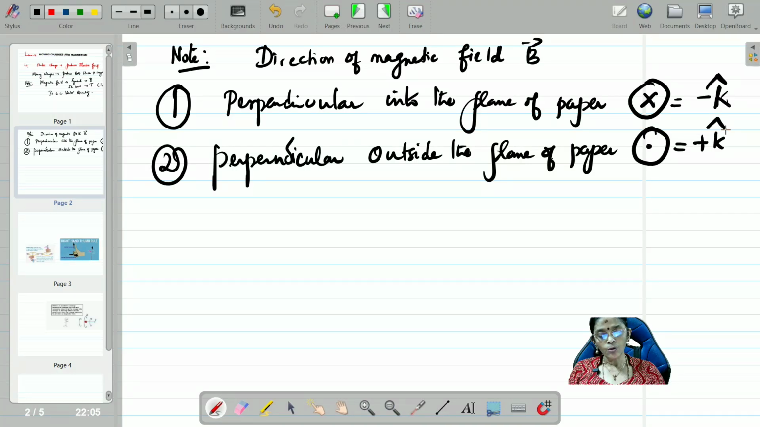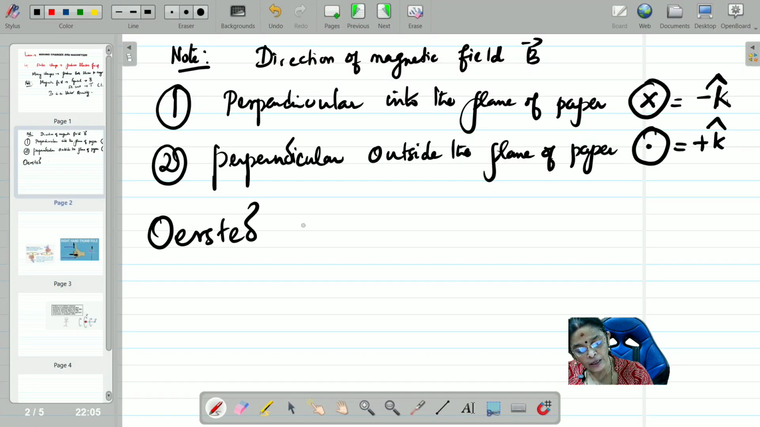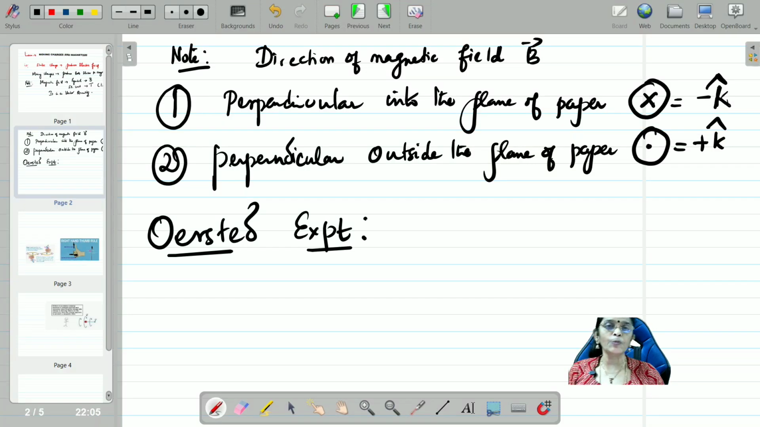Okay, children. So now, the first experiment based on the magnetic field. Who found out that there is a magnetic field due to a current carrying conductor? Oersted experiment you are going to see. What experiment? Oersted experiment. What is that for? We will check Oersted experiment.